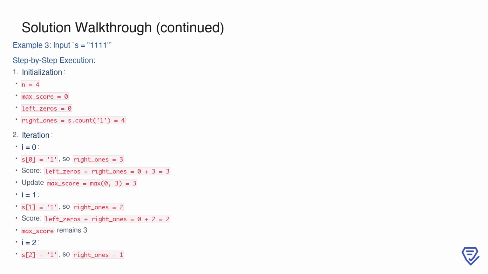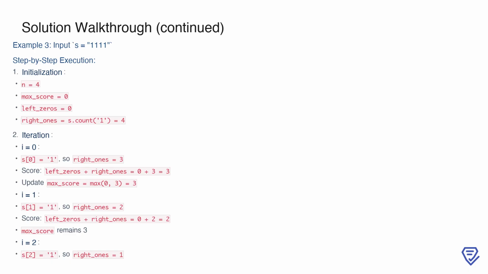Now, we begin iterating over the string. At index I equals 0, the character is 1, so we decrement right_ones to 3. The score here is the sum of left_zeros and right_ones, which equals 3. We update max_score to 3 because it is higher than the previous value. At index I equals 1, the character is also 1, so right_ones decreases to 2.